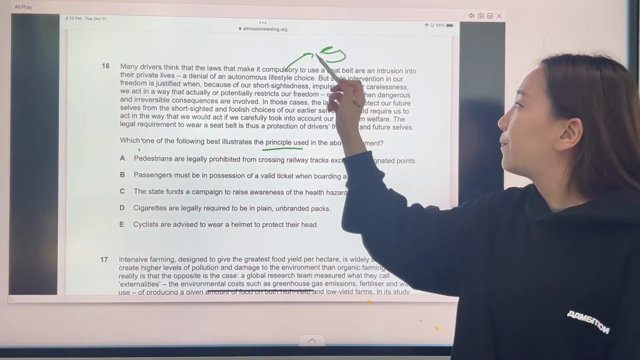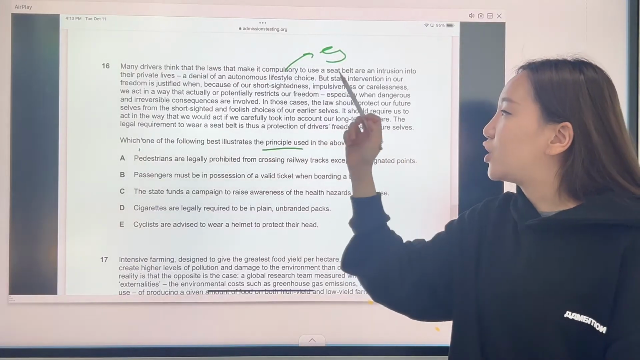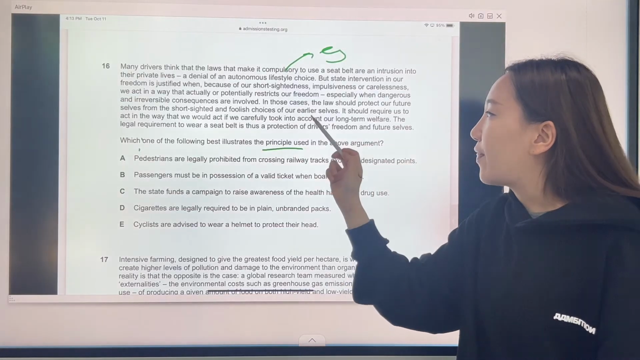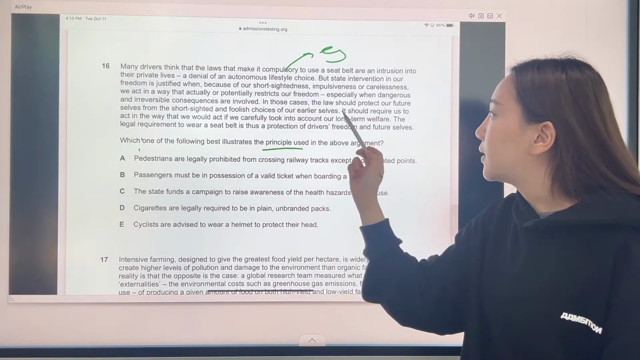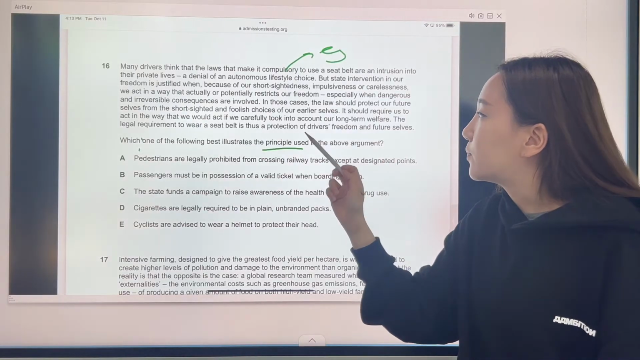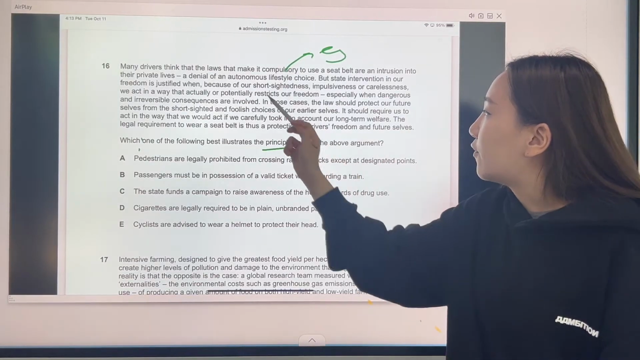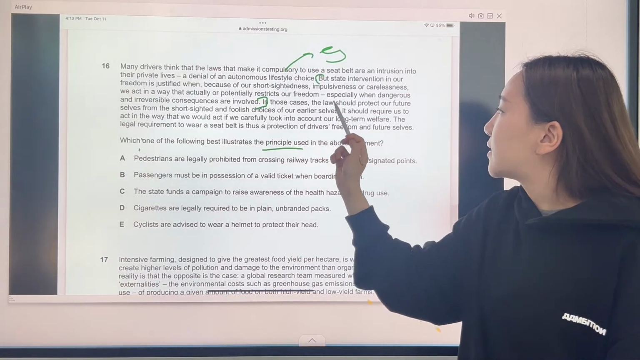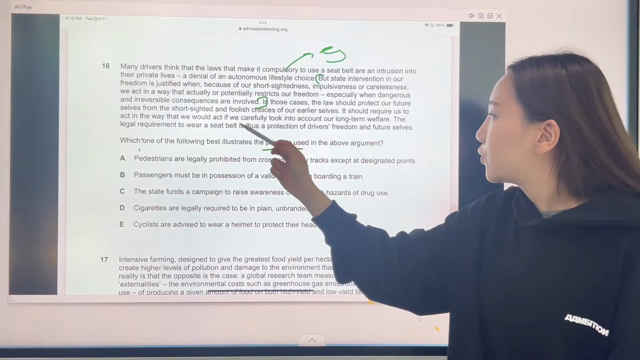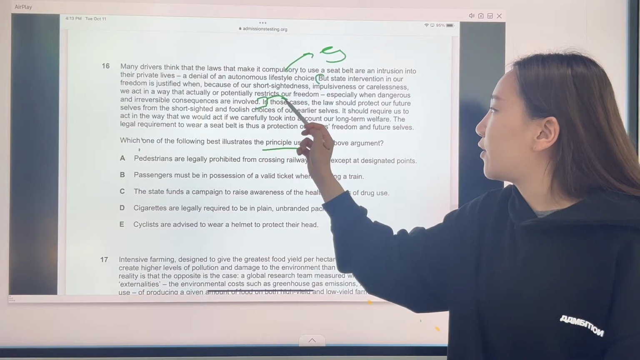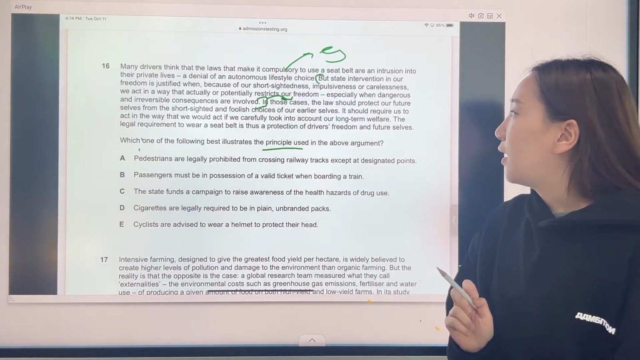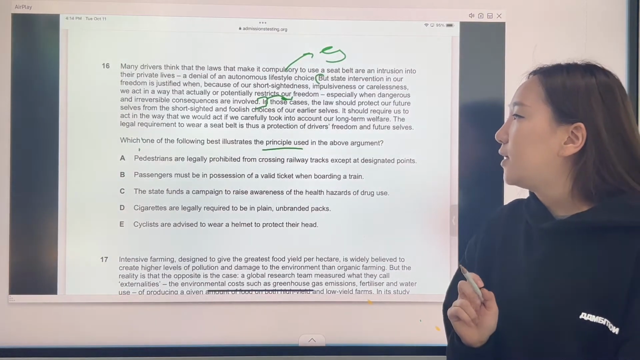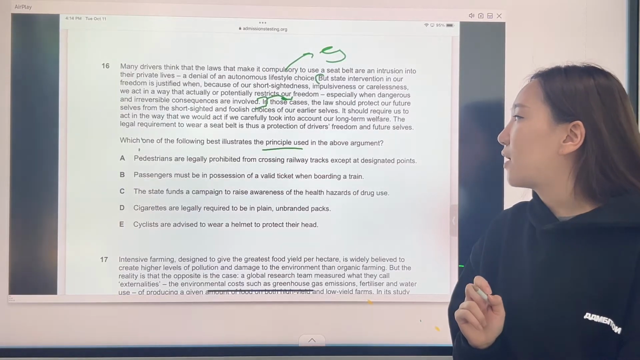Again, this is all example, but state intervention in our freedom is justified when, because of our short-sightedness, impulsiveness, or carelessness, we act in a way that actually or potentially restricts our freedom, especially when dangerous and irreversible consequences are involved. Here we go. And then in those cases, the law should protect our future selves from the short-sighted and foolish choices of our earlier selves. So this is the result of that principle. It should require us to act in the way that we would act if we carefully took into account our long-term welfare. The legal requirement to wear a seatbelt is thus a protection of drivers' freedom and future self.